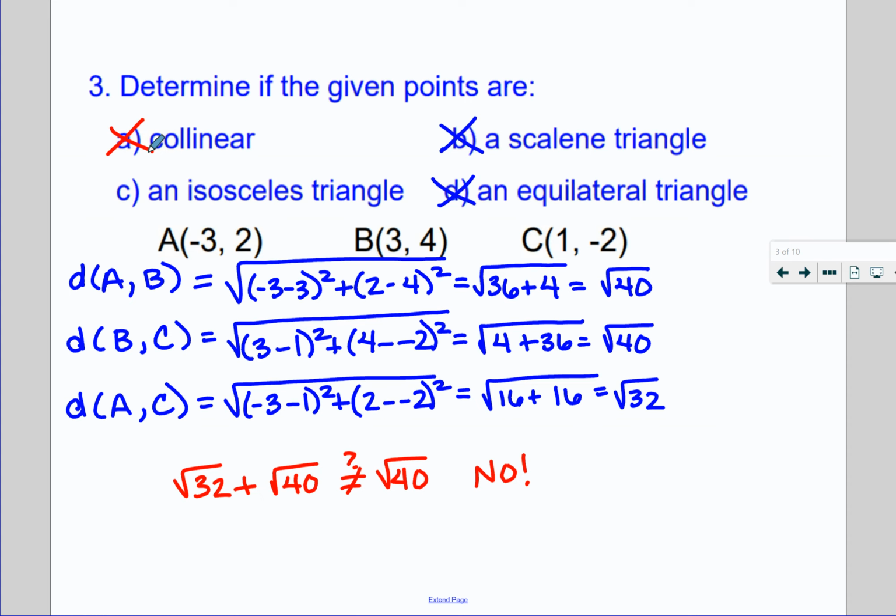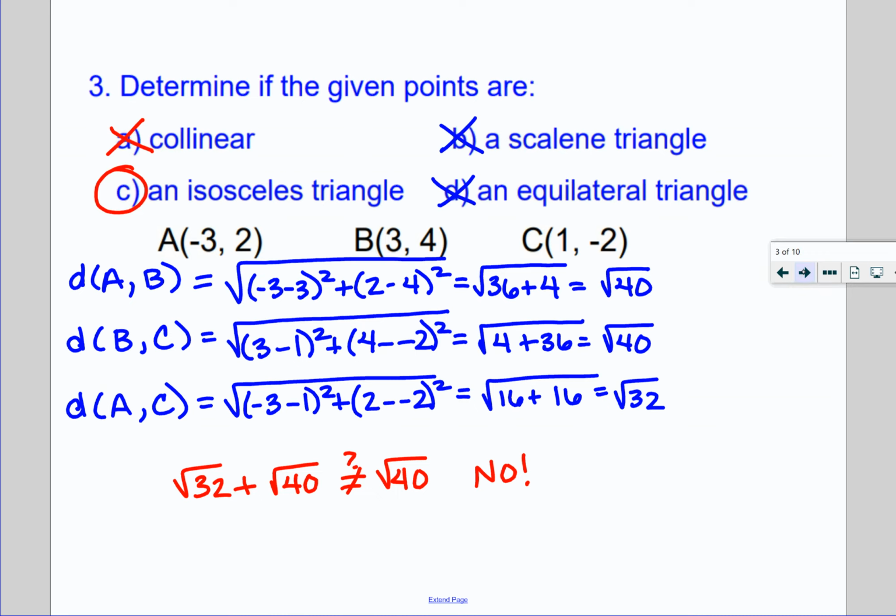If the two smaller lengths add to the larger length, it's a line, okay? If it's not a line, it's a triangle, and based on all the work that we just did, we figured out it is an isosceles triangle. Okay, so just remember, two smaller lengths must add to the bigger length for them to be collinear. Questions on number 3?